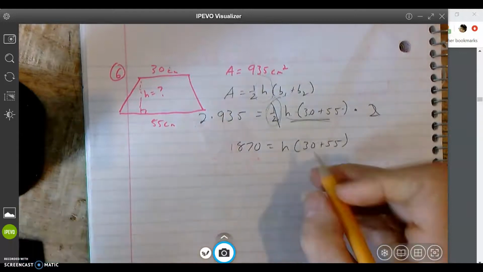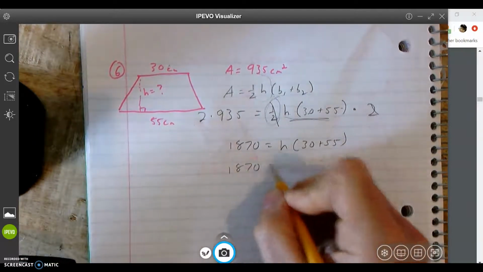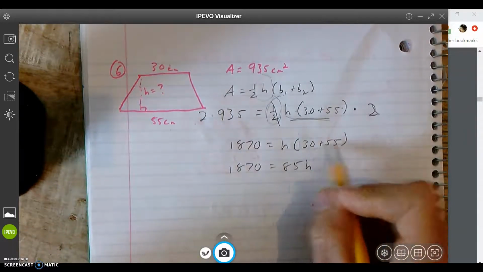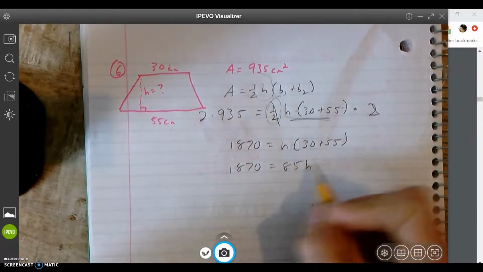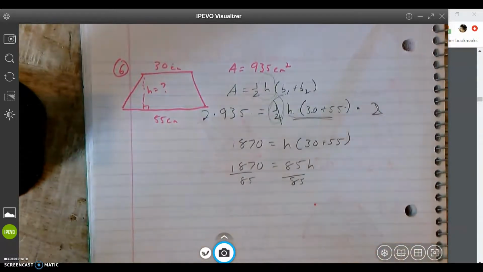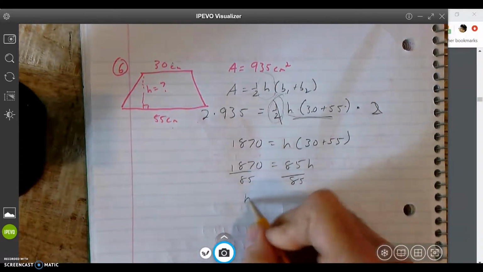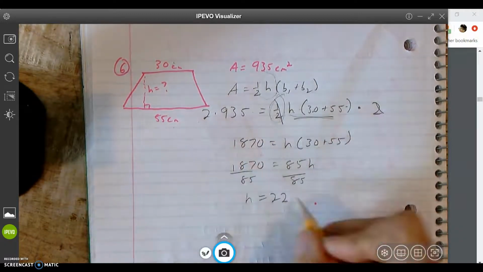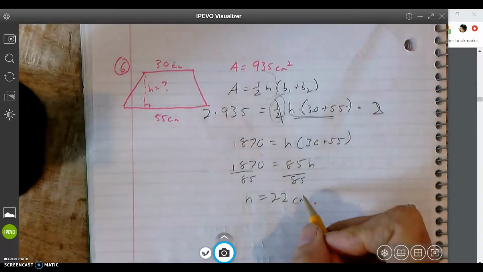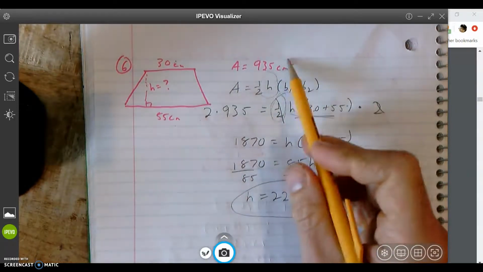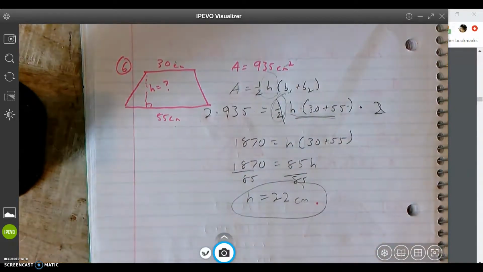There's a number of ways you can solve this problem. I'm just showing you a couple ways that I would do it. So this is 85h. So what's the opposite of multiplying? Yeah, it's dividing. So 1,870 divided by 85 is 22. Cool. What's the units here? Centimeters? Centimeters squared? Centimeters to the third power? Oh, it's just height, so it's just centimeters. Boom. It's not area. Area is already centimeters squared right there. Boom. Got it. So we got 22.